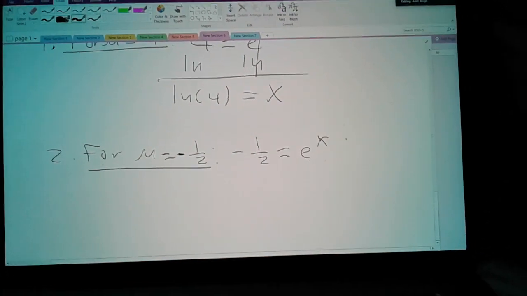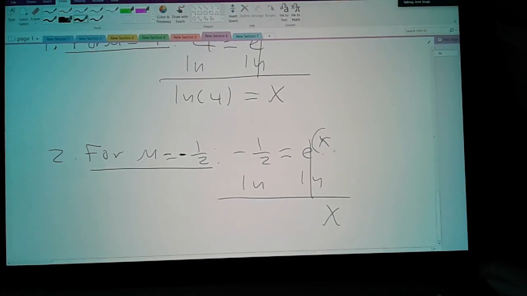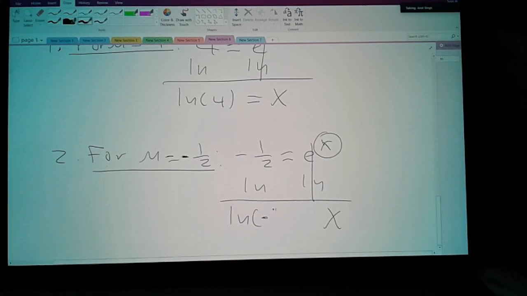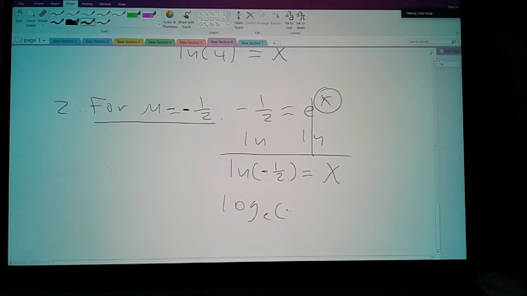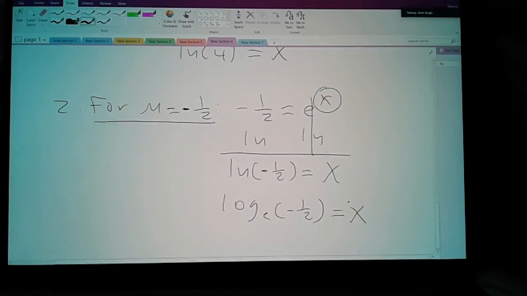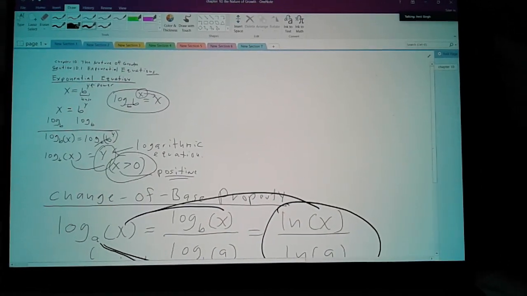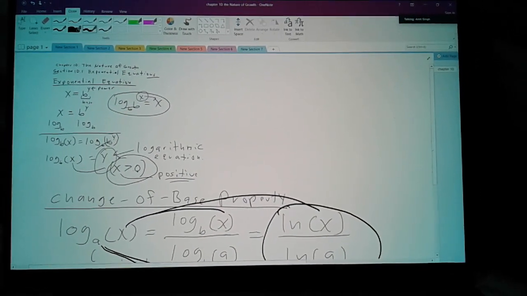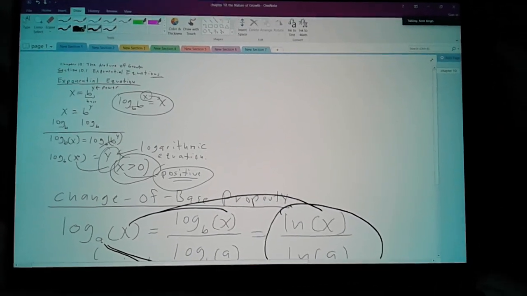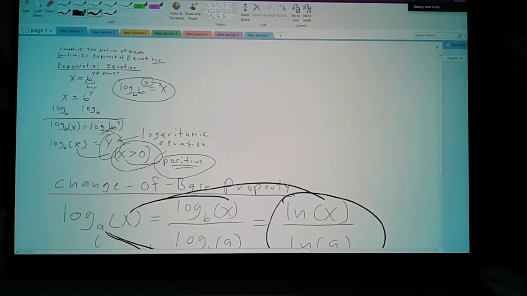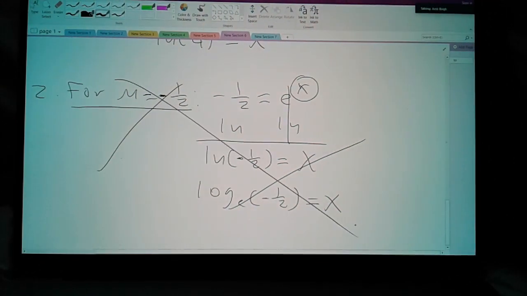Now, for this one over here, it's not going to work. See, if I do ln of both sides, this will cancel out, so I'll just get the x. But if I do ln of a negative, I can't do that. Because again, that means log base e of negative 1/2 equals x. But on the first page, I told you that your argument always has to be positive. You can't have a negative argument. You can't have 0 either. It has to be strictly positive. Otherwise, it doesn't exist. So if I take ln of negative 1/2, it doesn't work. So this one's completely void.